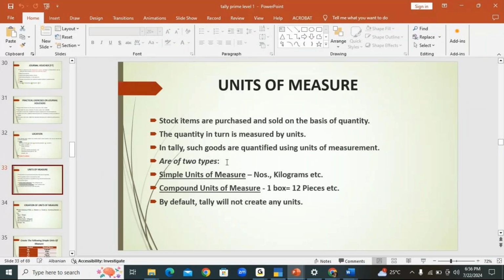So there are two types of units of measurement. Simple units of measurement means only one. Compound means, for example, gold: you buy in kilos and sell in grams. Or here, boxes: one box is 12 pieces. You sell them piece-wise, one, two, three, but when you purchase, you have to purchase in bulk. At that time we can create these kinds of compound units of measurement. Okay, take down this.